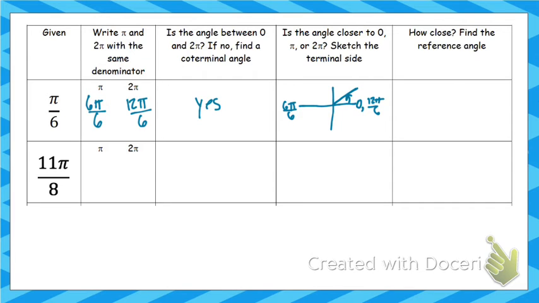Now we're going to find the reference angle. Remember, the reference angle is how far away that angle is from the x-axis. Well, if this is 0 and this is pi over 6, our reference angle is pi over 6.